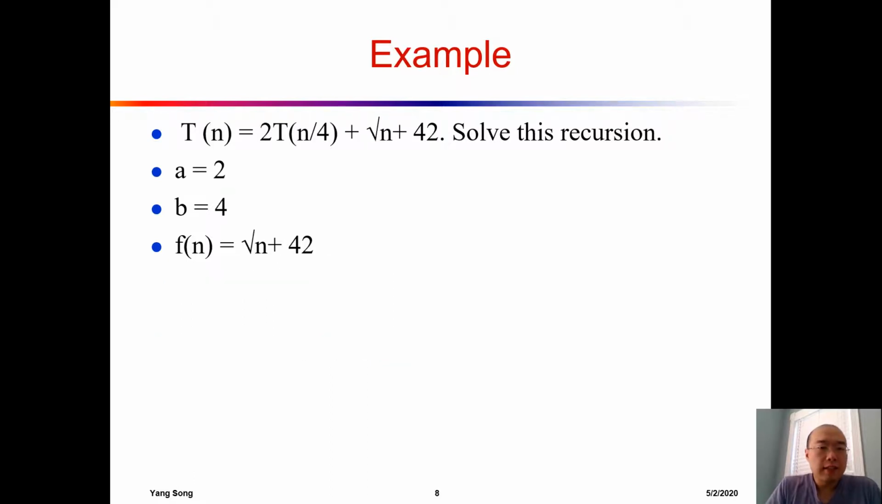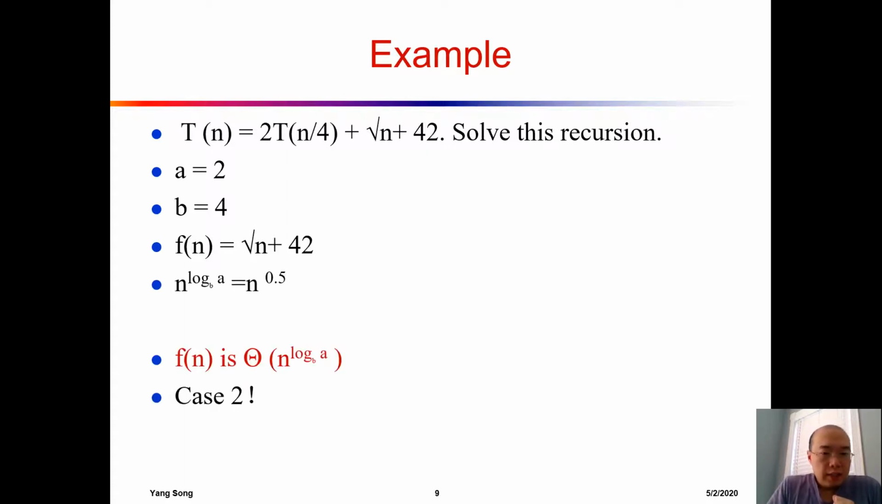This is the second example. Here a is 2 and b is 4, and f(n) is the square root of n plus a constant 42. We figure out the same thing, n to the log_b a, and that is n to the power 0.5, which is exactly the square root of n. So we see f(n) is theta of n to the log_b a, and that is case 2 in this case.